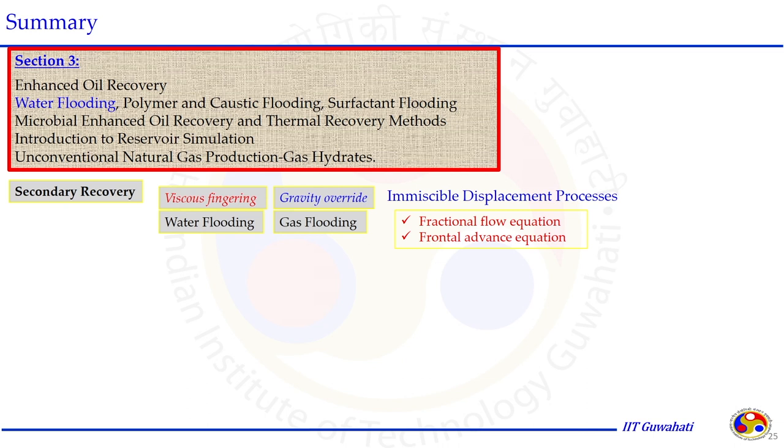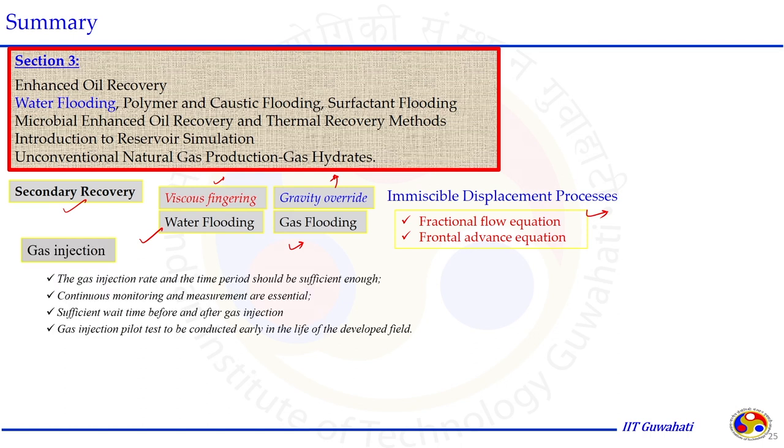So with this, I would like to summarize today's lecture. In today's lecture, we discussed the secondary recovery process, primarily water flooding. And in that water flooding, we had the viscous fingering phenomenon. Gas flooding is similar to water flooding as a secondary recovery process, where immiscible gas injection is considered, which is actually affected by gravity override. The immiscible displacement process was understood with the fractional flow equation and then the front advance equation proposed by Buckley and Leverett.